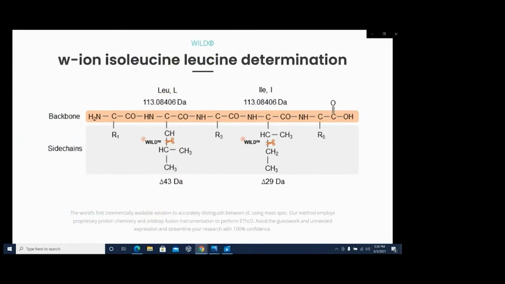One of the most common challenges here is actually isoleucine and leucine. At a first glance, they have an identical molecular mass, 113 daltons. So they're indistinguishable on the mass spec, right? But despite this, they do have unique R groups. So what we can do is fragment these individual amino acids further, where they will lose a very specific amount of mass in the form of a w ion. We can measure this loss in mass, and from this data, we can determine whether the residue is an isoleucine or leucine with unmatched certainty. We call this WILD, for w ion isoleucine leucine determination.